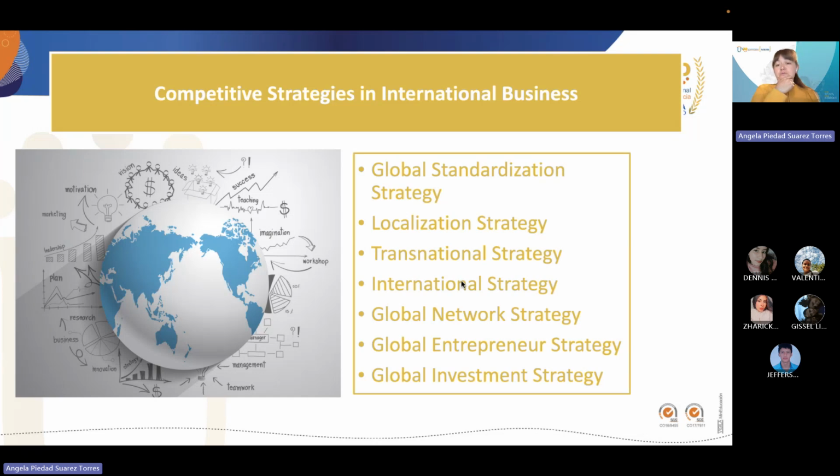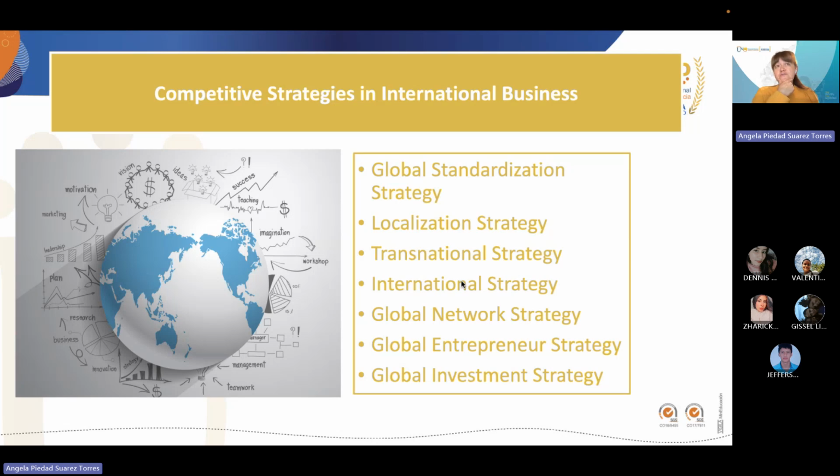Now we have to talk about the competitive strategies in this international business. What are the strategies that we should consider in this international business, of course, to be successful and to be able to compete in the market that we have already chosen? So first of all, we find the global standardization strategy.